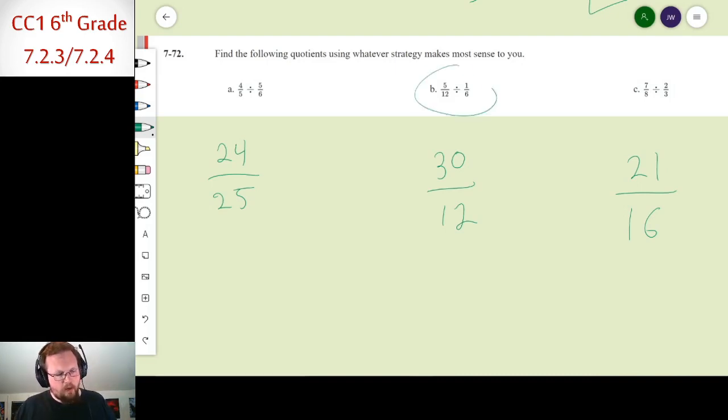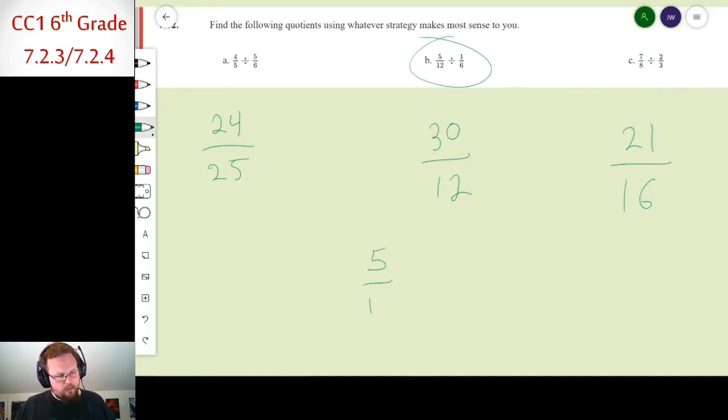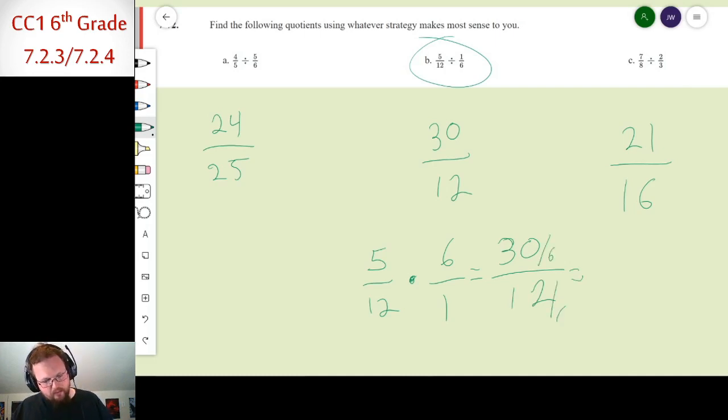And so on part B, the 5 over 12 times 6 over 1, 5 times 6 is 30, over 12 times 1 is 12. That can reduce again, so you can reduce that down by 6. 30 divided by 6 is 5. 12 divided by 6 is 2.